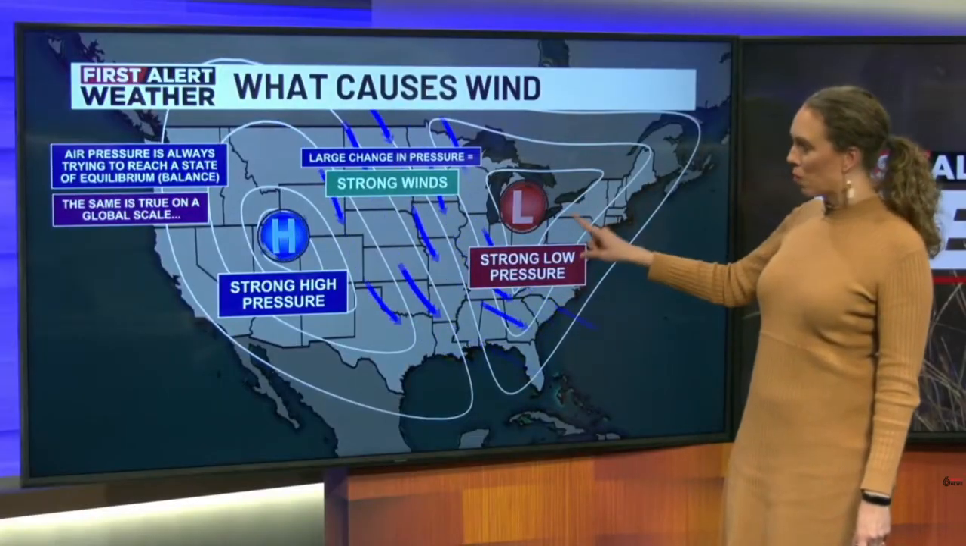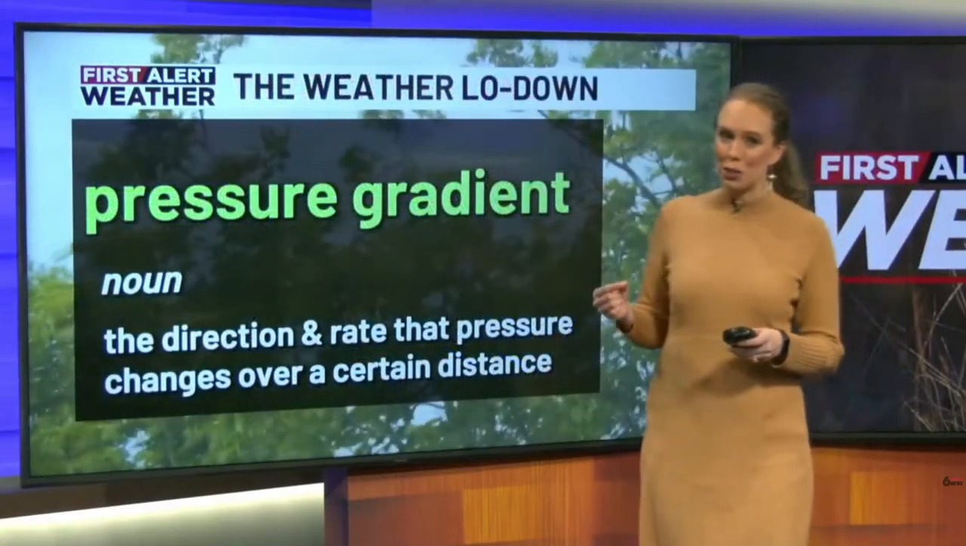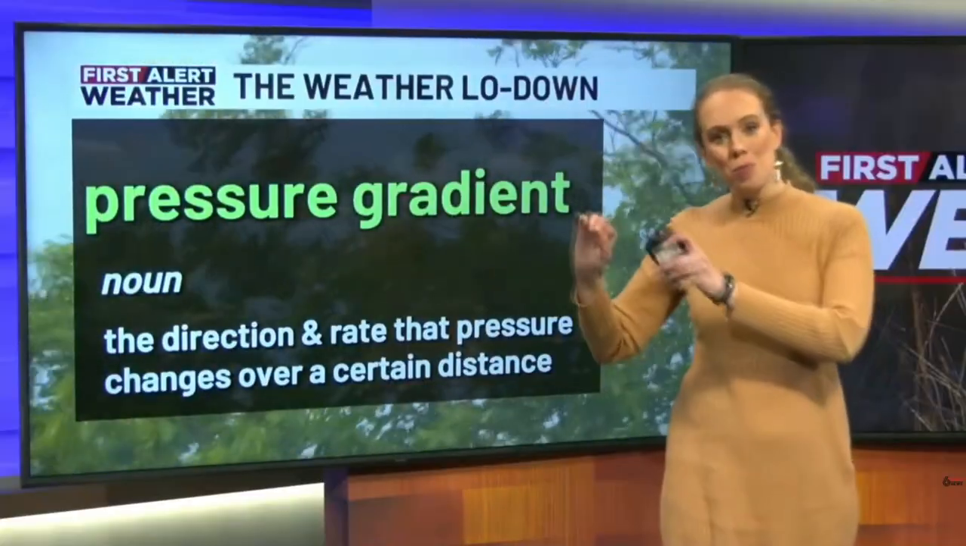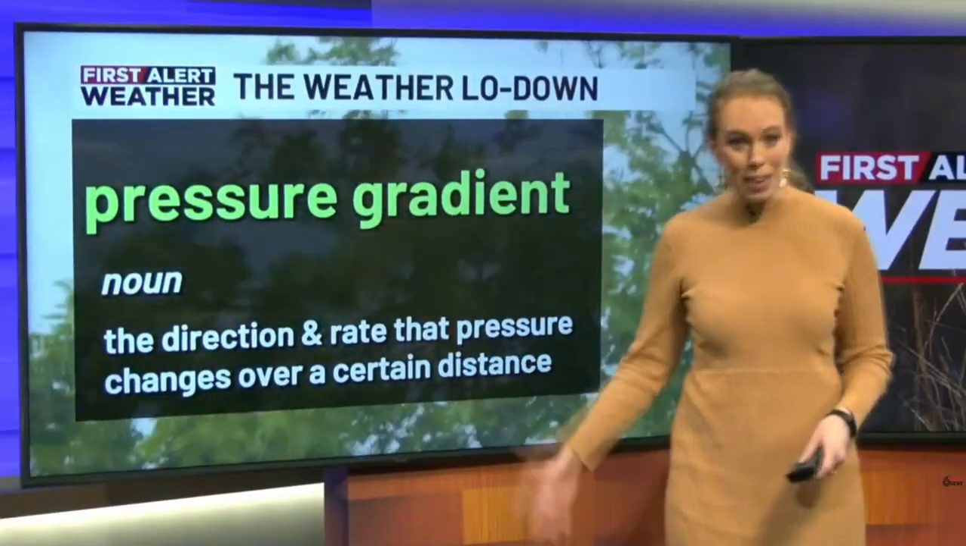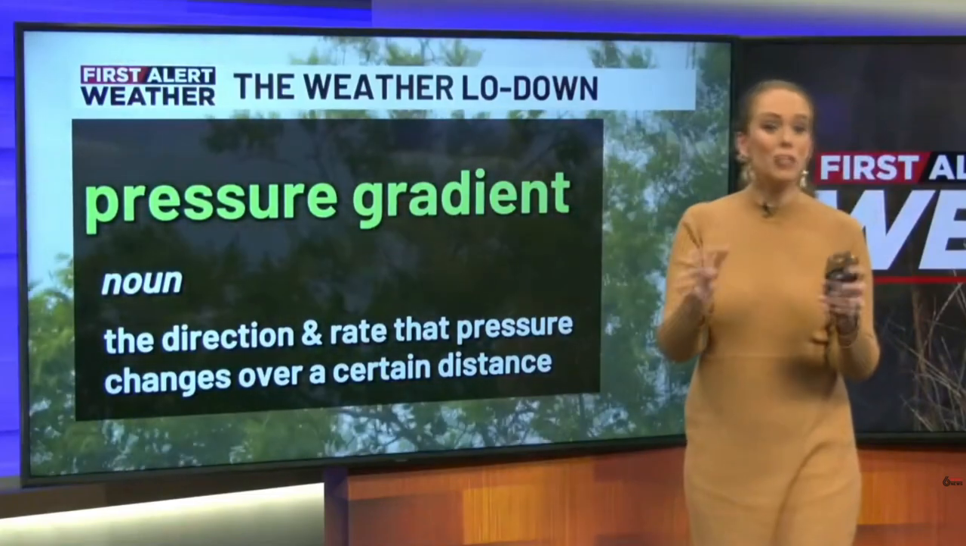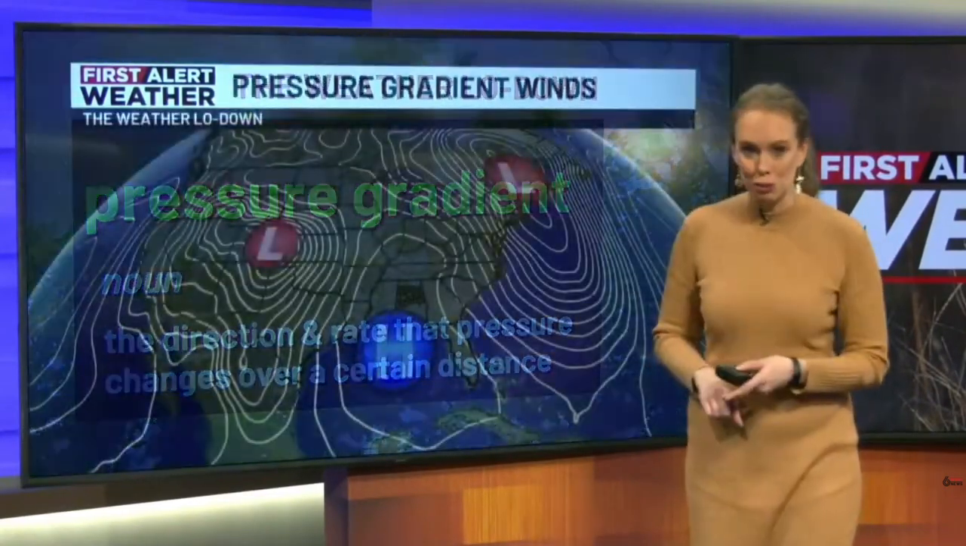However, when you have a strong high pressure and a strong low pressure, you have a much larger change in pressure over a distance. And so that causes strong winds. So when we talk about gradient winds, we're referring to the pressure gradient specifically. And the pressure gradient, just look at gradient. That means change. So the direction and rate that pressure changes over a certain distance.